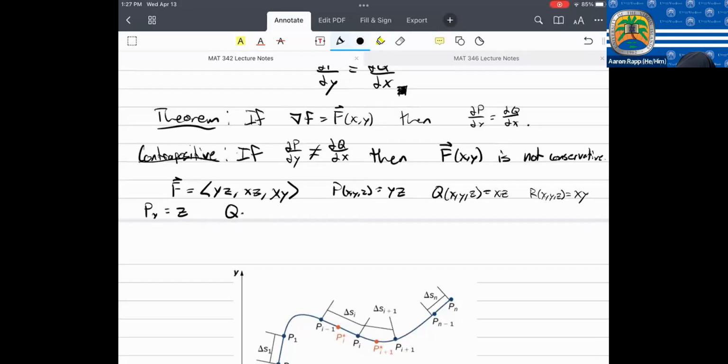And then if I take the y component and take its partial with respect to x, what is that going to be? Let's see, z as well. So that pair matches up. But if I'm doing 3 dimensions, I've got to do all pairs. So then I look at p with respect to the z component. The derivative of the function p with respect to z is what? y. And then I look at the r component, the z component of my vector field, and take its derivative with respect to the variable for the first component, x.